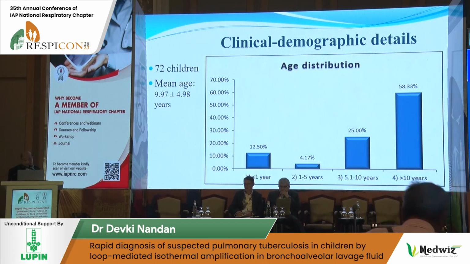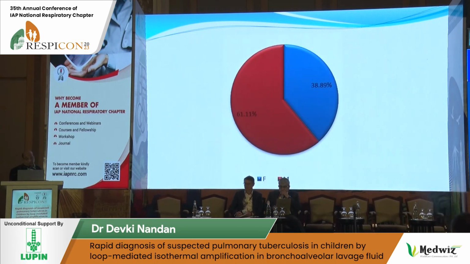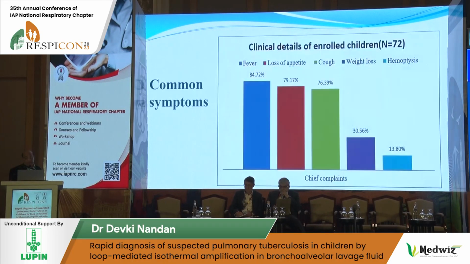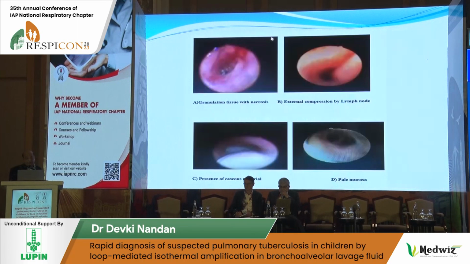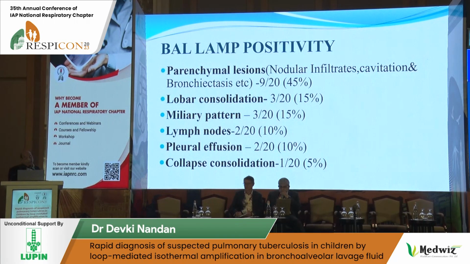This is the age distribution. This is the sex distribution, almost 60-40, 60 male and 40 female. And this is the clinical detail of the enrolled children. Fever was positive in most of the cases. These are the bronchoscopic findings. BAL LAMP positivity was very high in the parenchymal lesion, while nodular infiltrate, cavitation, bronchiectasis, etc.